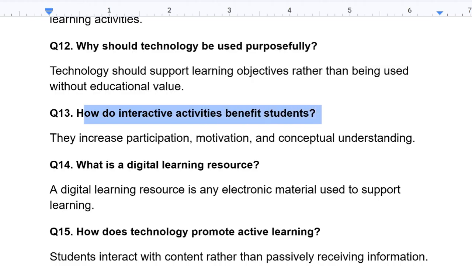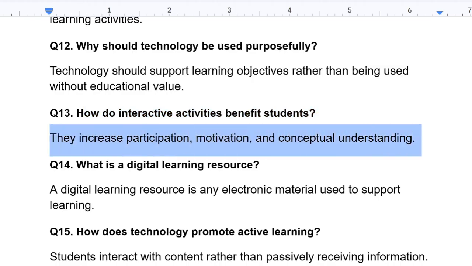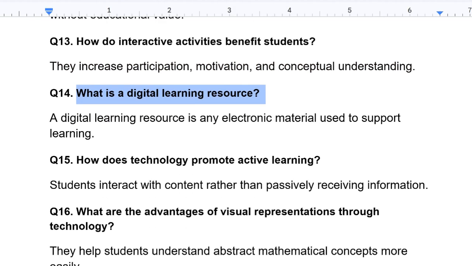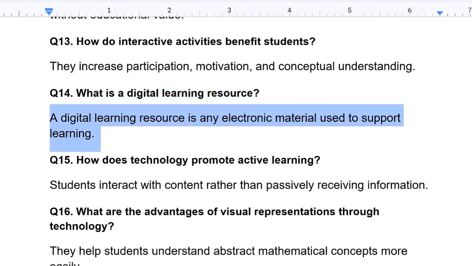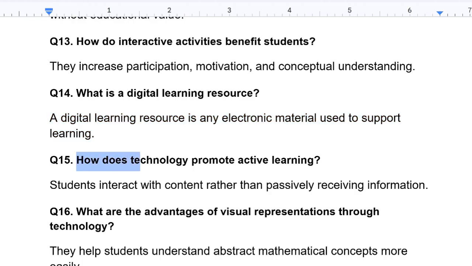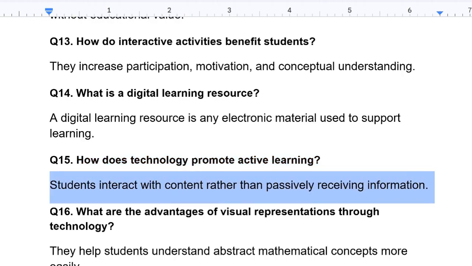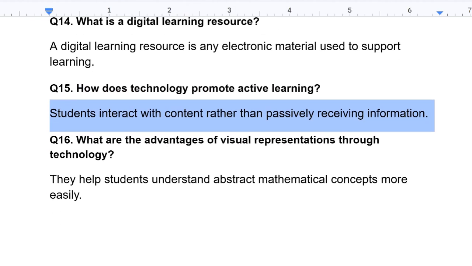How do interactive activities benefit students? They increase participation, motivation, and conceptual understanding. What are digital learning resources? Digital learning resources are any electronic material used to support learning. How does technology promote active learning? Students interact with content rather than passively receiving information.